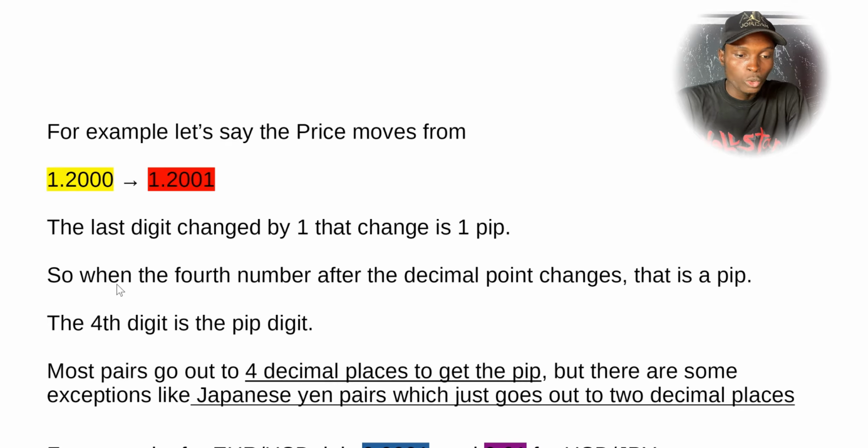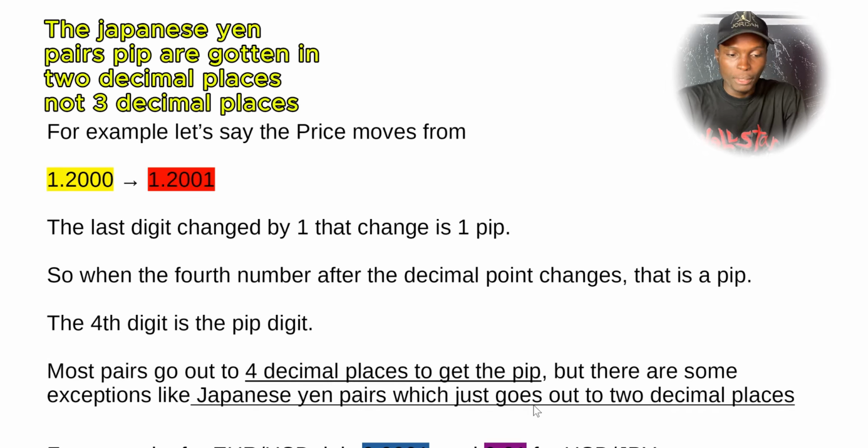So when the fourth number after the decimal point changes, that is a pip. The fourth digit is the pip digit. Now, most pairs will go out to 4 decimal places to get a pip, while there are other ones that will go out to 3 decimal places to get a pip.